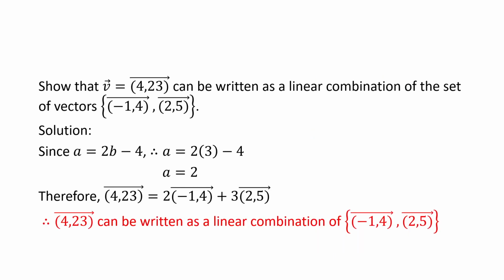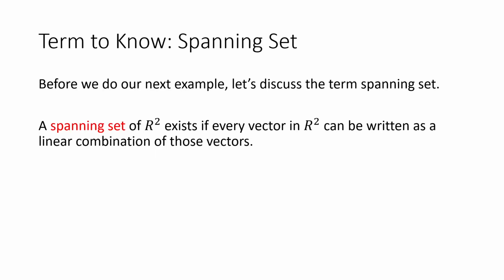And so what that means graphically is this. To get from (0, 0) to (4, 23), we can do (-1, 4) once, follow that journey up with a second one, and then do 3 journeys of (2, 5), and that will get us to where we want to go. So we have a therefore statement: therefore (4, 23) can be written as a linear combination of (-1, 4) and (2, 5).